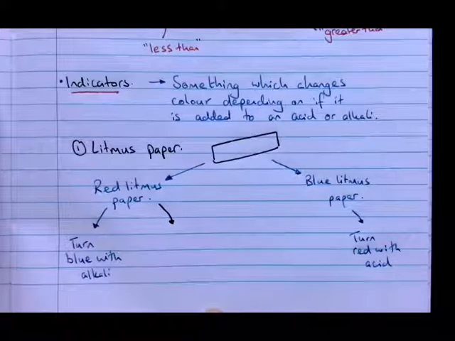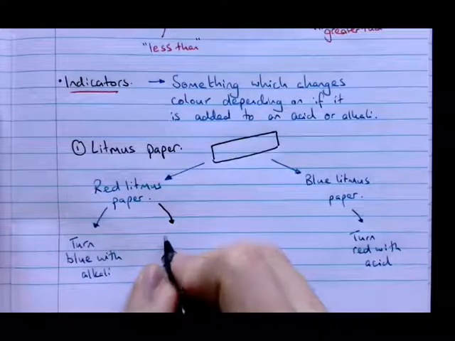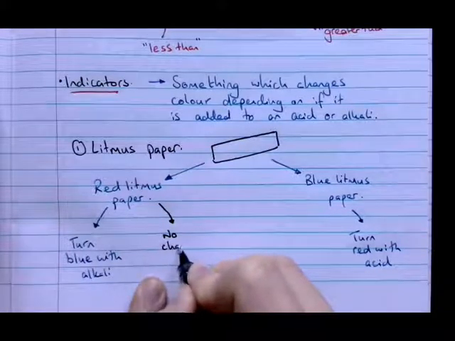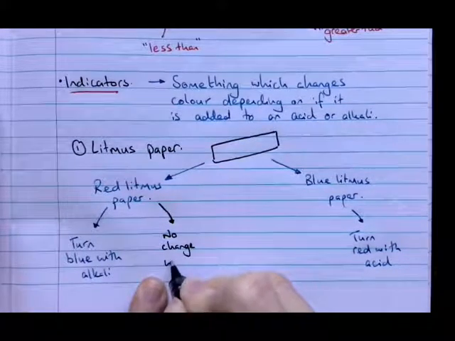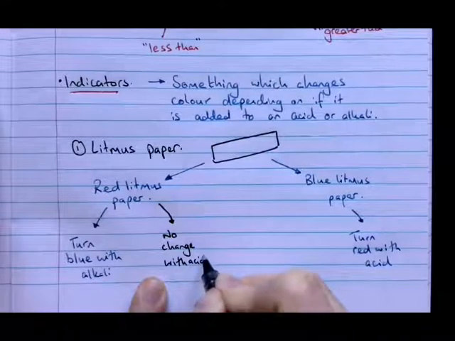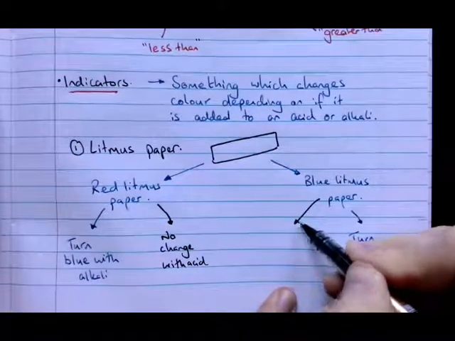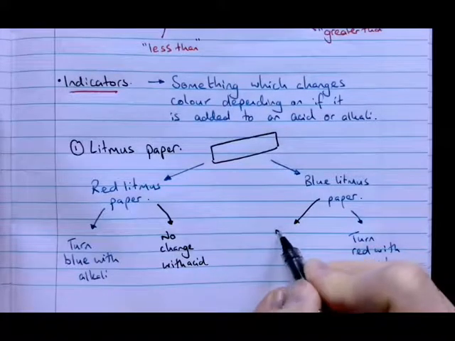Okay, and what that means is, it means that the red litmus paper, if I put that in acid, nothing happens. Okay, so no change with acid. And the blue litmus paper is going to be no change with alkali.